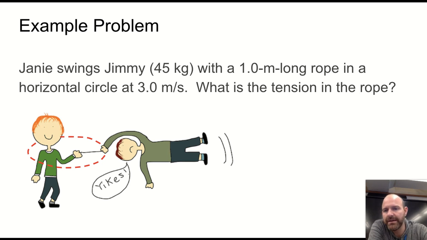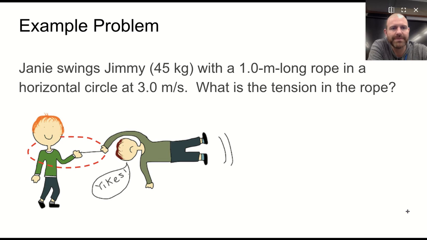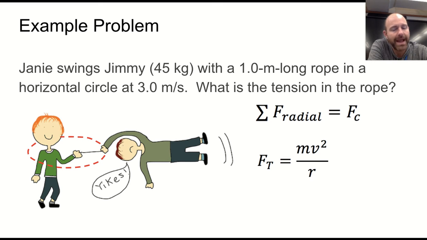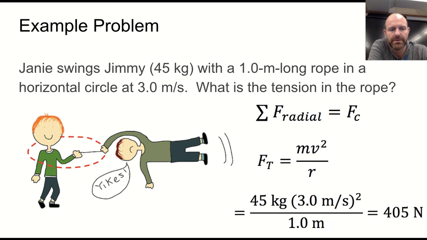Here's another example. Janie swings Jimmy with a 1 meter long rope in a horizontal circle. What is the tension in the rope? This might be a slightly silly circumstance, but the radial sum of forces should be equal to the centripetal force, and that is just the force of tension. So that's equal to mv squared over r. 45 kilograms is the mass of the object going in the circle, Jimmy, and the radius of the circle is 1 meter. So we end up with 405 newtons.